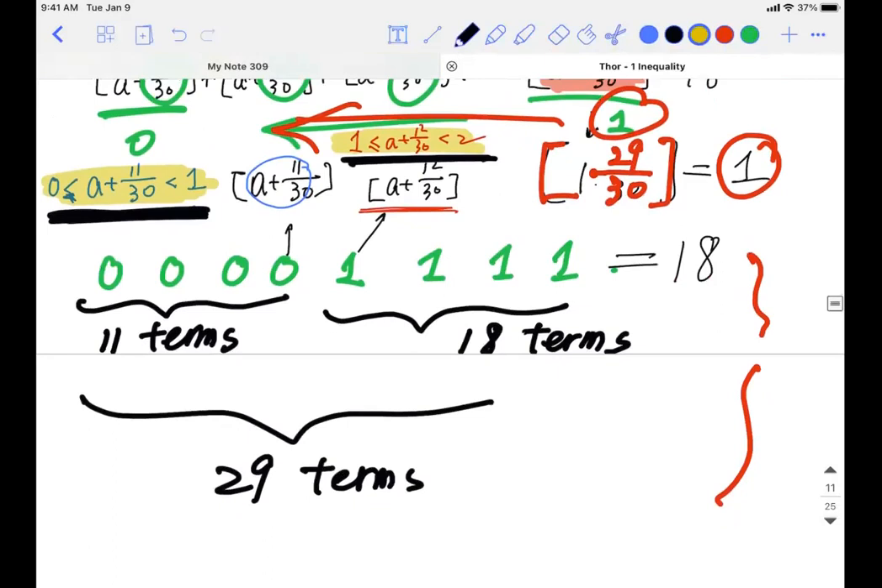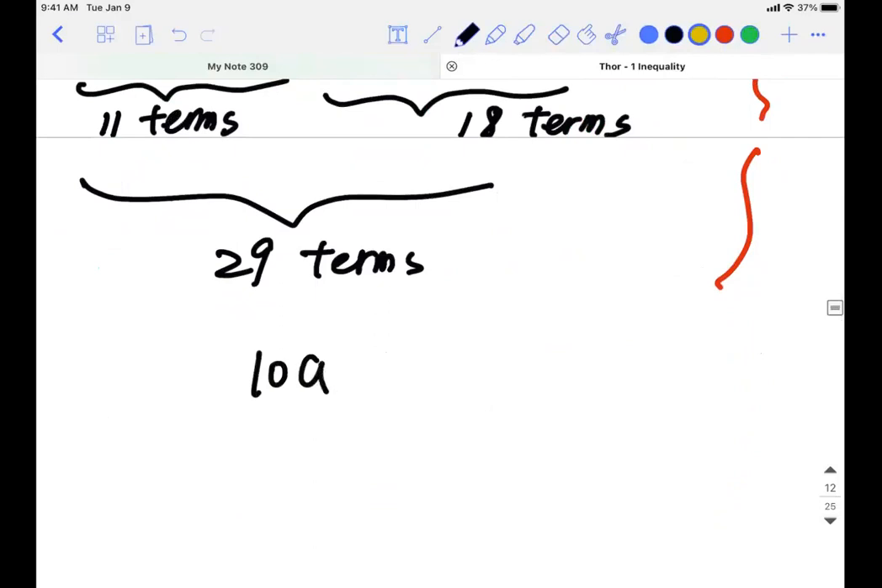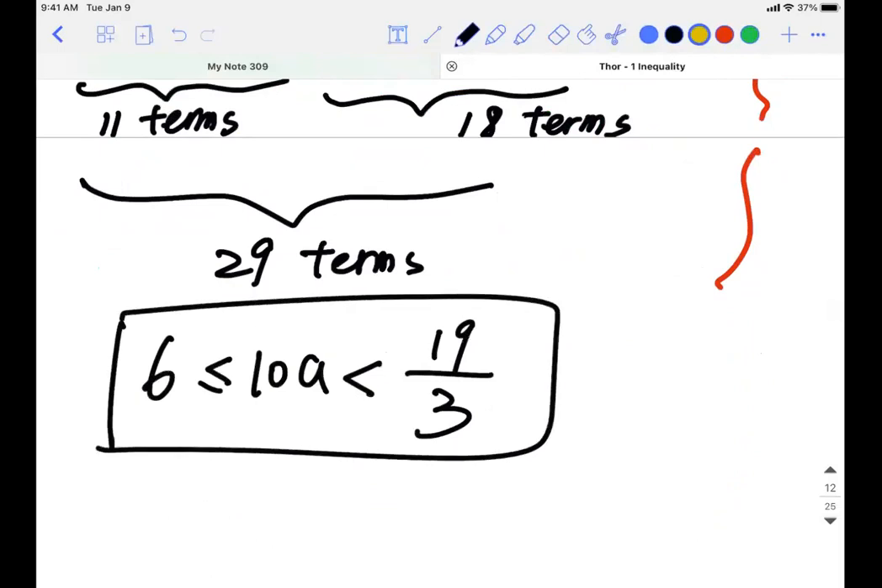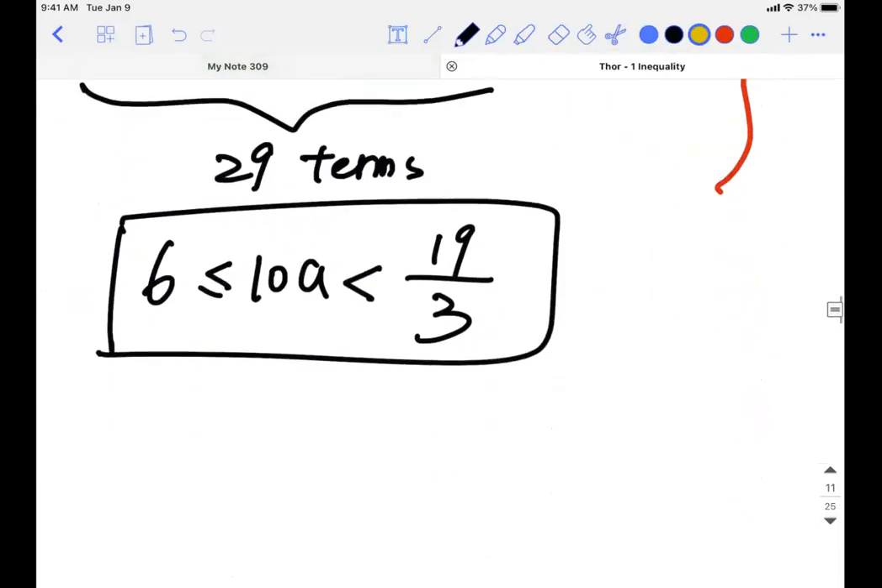The question asks you for 10A, right? So basically you can find out 10A is greater than or equal to 6, and less than 19 over 3. That's actually where you get a value for 10A. That's not something complicated, right? You just times 10 on the 2 sides of here, times 10 on 2 sides of here, and then you consolidate these 2 inequalities, the 2 ranges together, and you will get this.